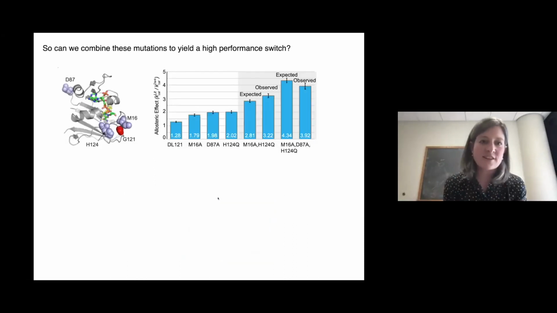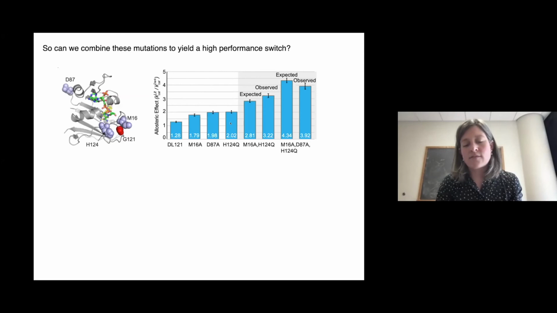Okay, so I wanted to ask, the effects we're seeing are still pretty modest, so can we start to combine these single mutations to yield a higher performance switch? To start with, we've picked 3 mutations, D87A, H124Q, and M16A. Individually, these all have allostery enhancing effects. And when we combine them, we see that they combine consistent with log additive expectation, right? So they seem to be acting independently to tune allostery, at least for this subset of 3 mutations. So that's exciting to us that they seem to combine very nicely.